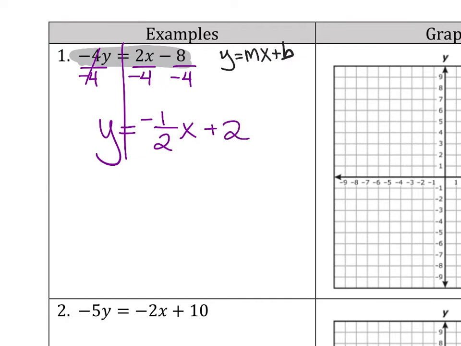Okay, cool. At this point, please circle the slope and box the y-intercept. So everybody circles the slope. Everybody boxes the y-intercept. Remember to include your signs whenever you're circling and boxing things, because that goes with your number.